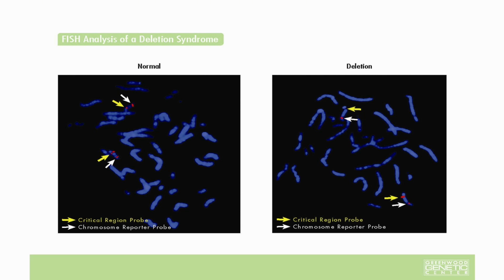During FISH analysis, the areas where the probes have bound will emit fluorescent signals which can be viewed under a specialized microscope. In this case, if the critical region probe shows a lack of fluorescence in the area where we would expect it to bind, this indicates a deletion in that region. This combination of probes allows for precise localization and characterization of chromosomal abnormalities, which is critical for diagnosing and understanding deletion syndromes. By identifying specific deletions, we can gain insights into the associated phenotypes and guide patients' management effectively.